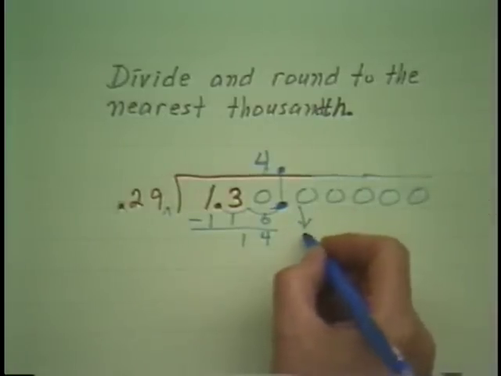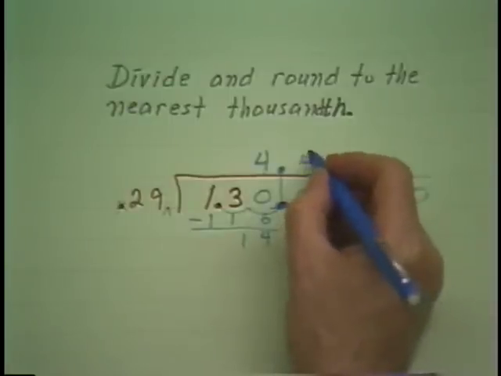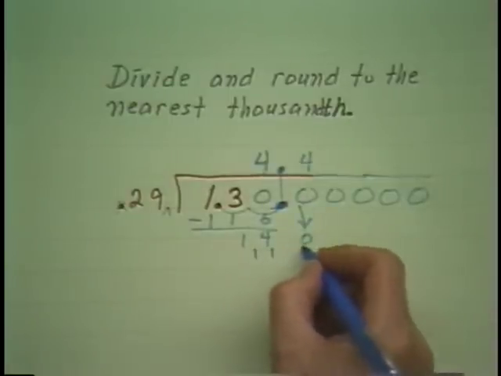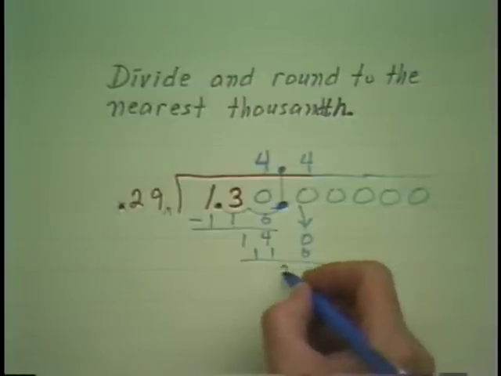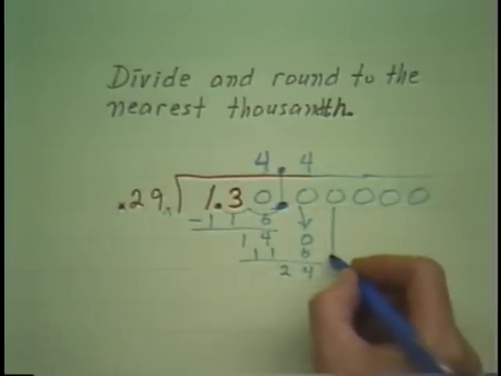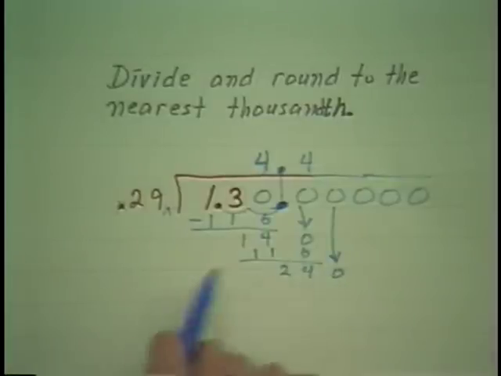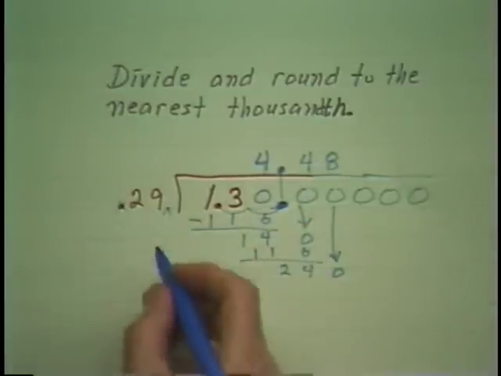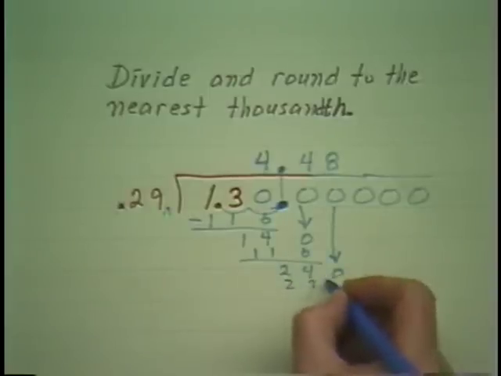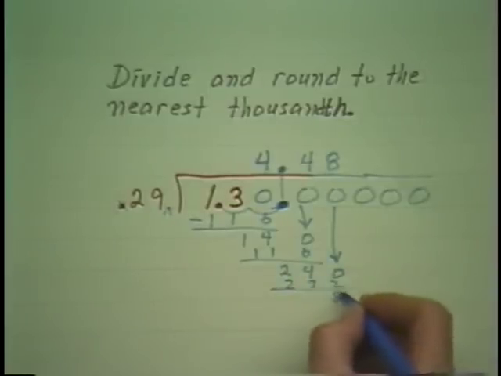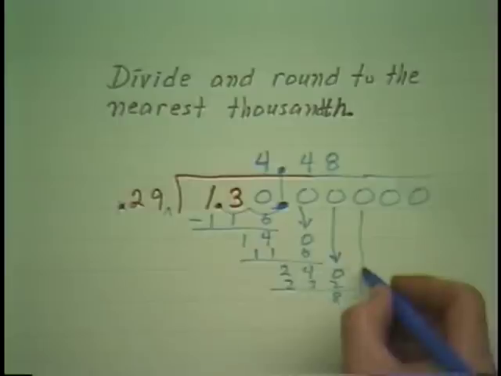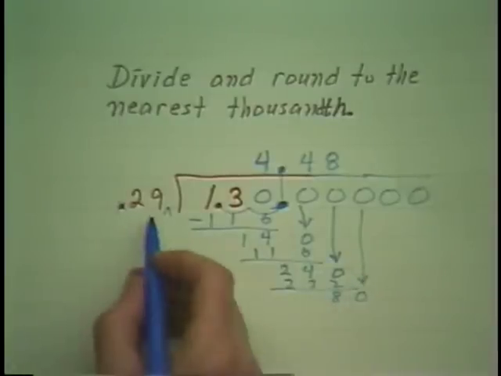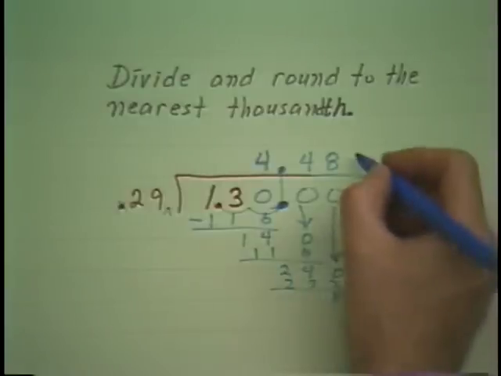So if I bring down the next 0 and divide in, I'll get another 4. 116. Subtract, we get 24. Bring down the next 0. Now I know I'm going rather fast here, but I'm presuming that you could follow me on your own more slowly if necessary. Okay, now it goes into this 8. 8 times 29 is 232. Subtract gives me 8. Bring down the next 0, which is 80. 29 goes into 80 twice.